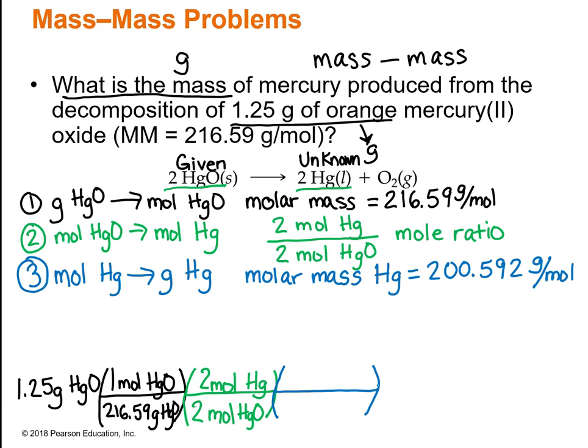We have a vote for bottom. Any other votes? Keyshawn says top. Uh-oh. It should go in the top. We're not trying to cancel anything out, and we can't cancel that out. We're trying to cancel out moles. So 1 mole of mercury should go at the bottom, and our grams of mercury should go at the top.